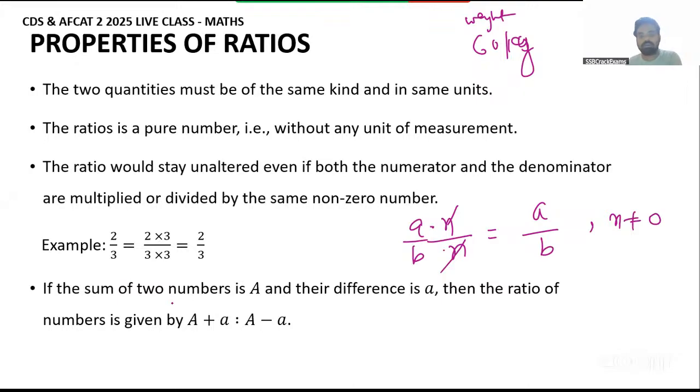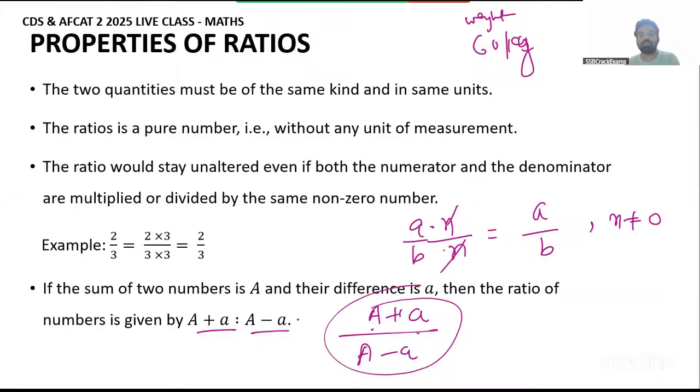If the sum of two numbers is A and their difference is a, then the ratio of the numbers is given by (A + a) and (A - a). Suppose we have two numbers whose sum is capital A and whose difference is small a. If we want to find the ratio of both the numbers, then it will be A plus a, means sum plus difference, to sum minus difference. Alright, so this is how you can calculate the ratio of two numbers from their sum and difference.